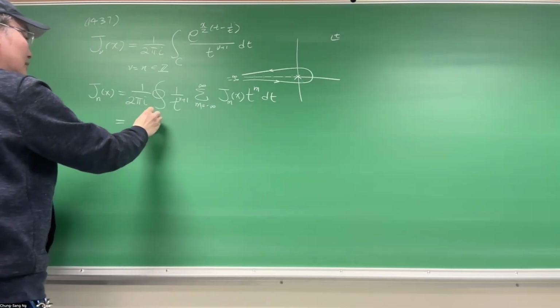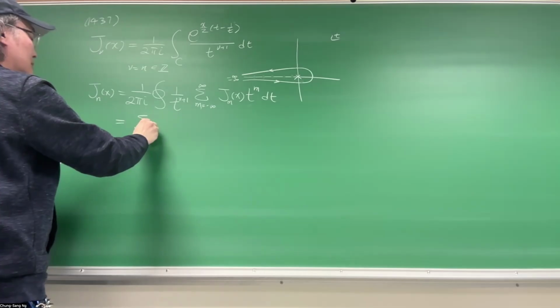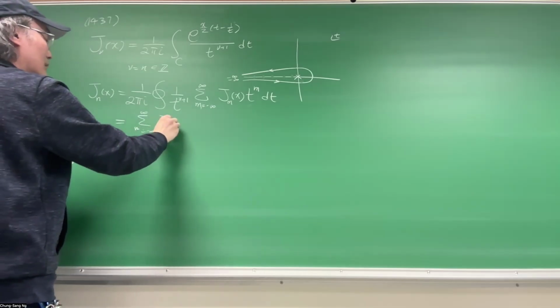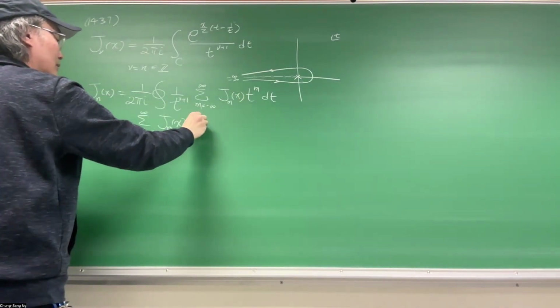So this changes to cancel this one. So you sum over m, J_m. The integral of t is just basically delta mn.